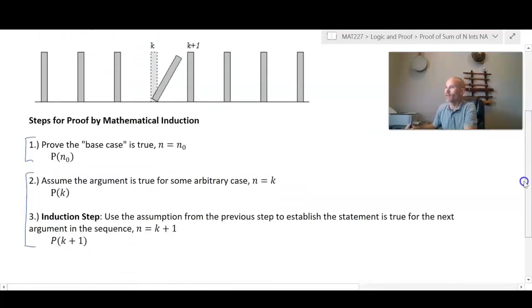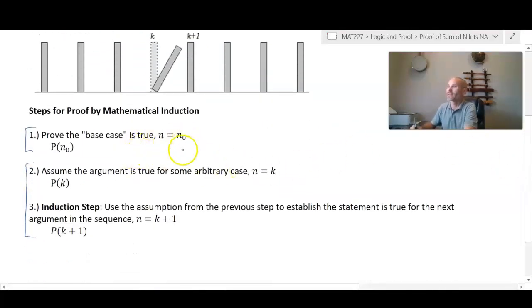So the way we start off a proof like this is we prove the base case is true. In our case, n equals n naught. n is equal to 1 because that's the smallest value that n can be. So P of 1, we need to prove that the sum from i equals 1 and only going up to 1 of the integer i is equal to 1 times 1 plus 1 over 2.